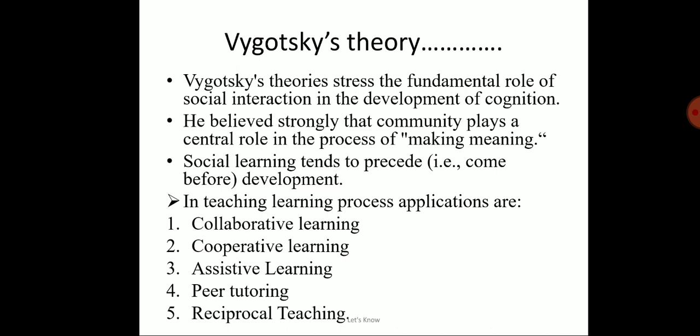Vygotsky actually focused mostly on social interaction. He says social interaction is the fundamental tool of cognitive development. The community that you belong to or I belong to, our culture, our language play a central, important role. With the help of all these aspects, social learning occurs, which leads to development.